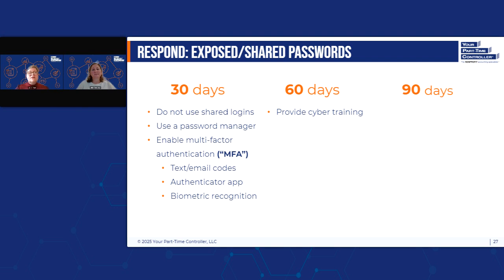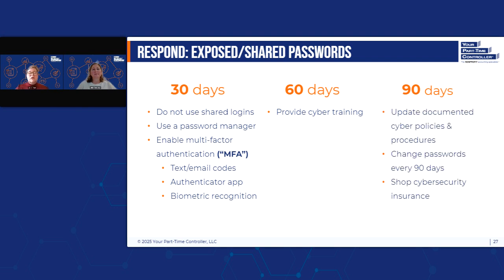Agreed. Then after 90 days, I would make sure that the organization's cyber policies and procedures have been updated and include the new password policies. I may also require that employees change passwords every 90 days for added security. If the Historical Society of Transylvania does not already have cyber security insurance, I recommend that they speak with their insurance broker. Those sound like great plans.